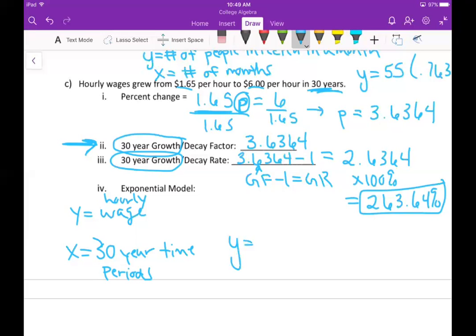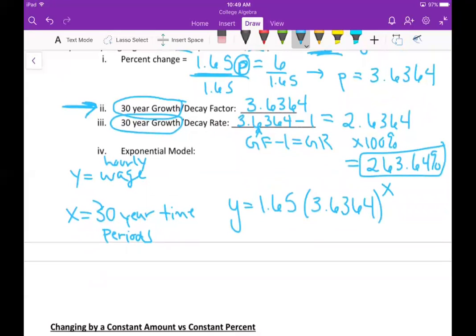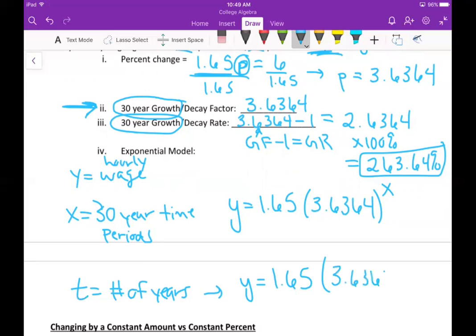So here we would have Y equals the original wage 1.65 times 3.6364 to the X if X is 30-year time periods. Now we know, from previous sections, how would this change if I said, okay, I want T to be the number of years? Can you do that fairly quickly now? You can leave the factor as is, and in order to convert, if I had the number of years, I would need to divide it by 30 to get to time periods. So my new time periods variable would just need to be divided by 30 every time.